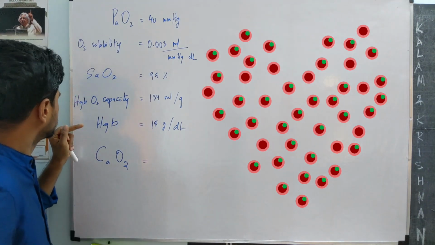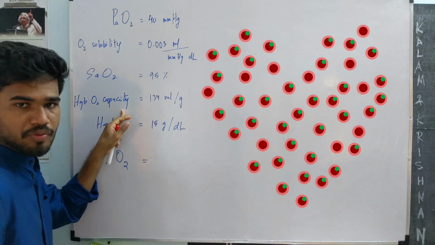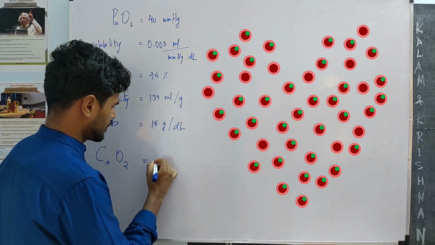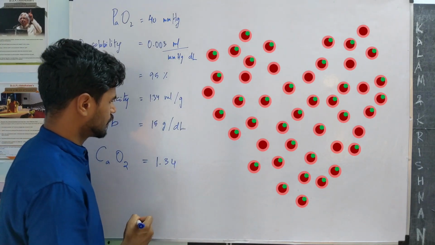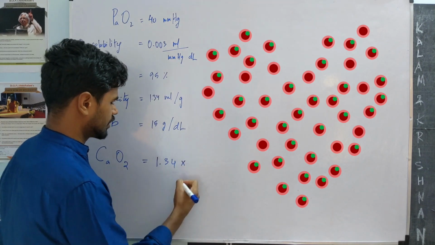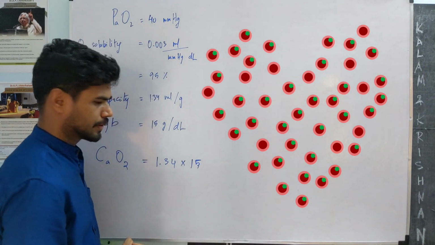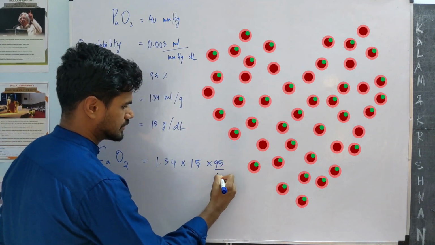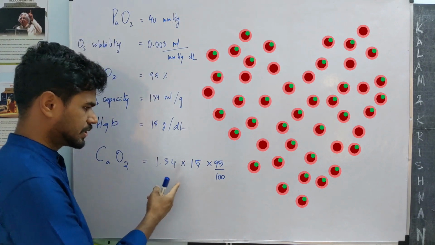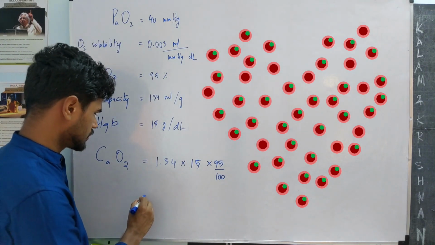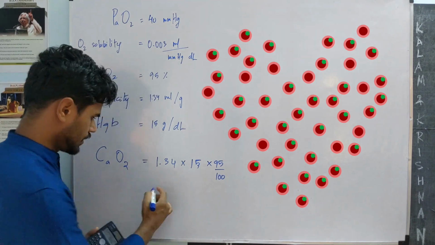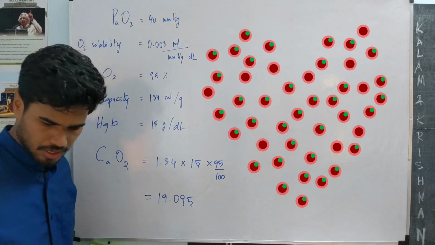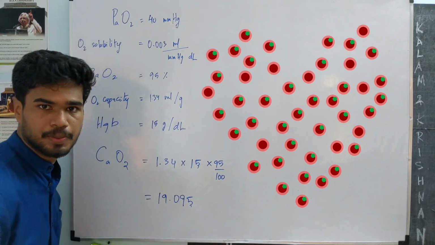If you look at the O2 carrying capacity of hemoglobin, it's 1.34 ml per gram. So per gram it's 1.34, and there are 15 grams of hemoglobin in the blood, and it's 95% efficient. So this is the amount of oxygen in the blood, right? So this value turns out to be 19.095, and this value is incorrect.